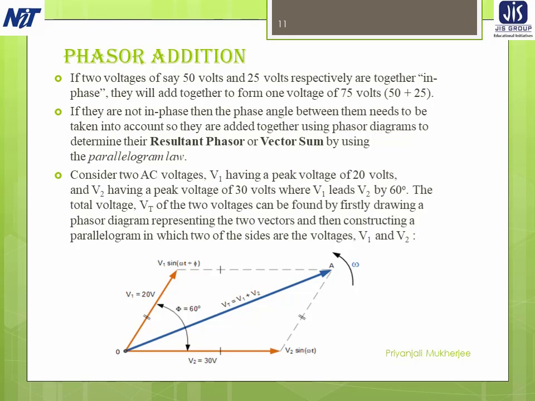In parallel circuits, voltage is common to all branches of the circuit, so the voltage phasor is usually taken as the reference phasor and drawn on the horizontal axis, and the remaining phasors are referred to the common voltage phasor.